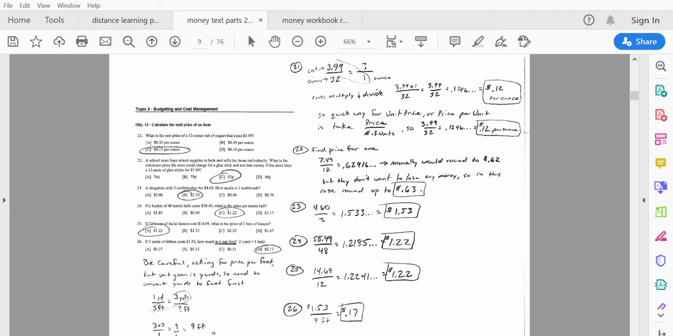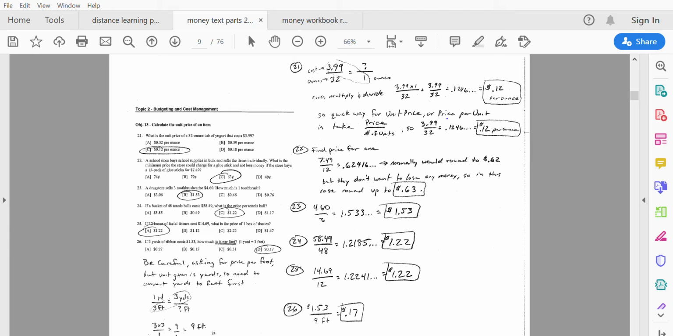You're going to take whatever price you have and divide it by the quantity, or in this case, it would be the ounces. We will look at some other problems here where it's not ounces. It could be price per can of something, could be price per foot, whatever. So the quick way is take the price, divide it by how much you're getting for that price, and you get the amount per whatever item you're looking at, in this case per ounce.